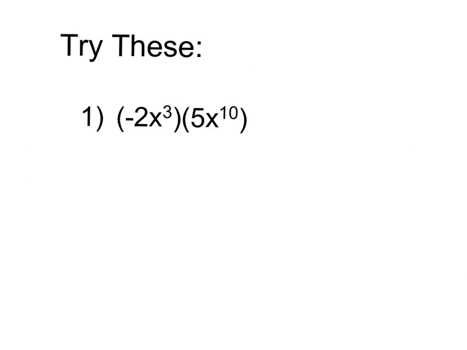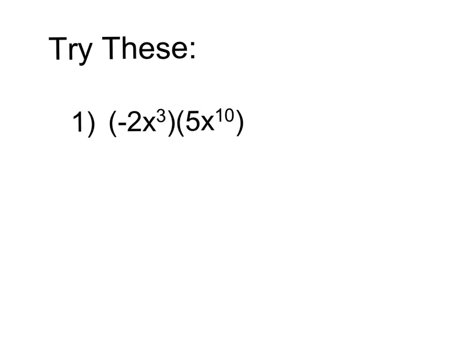On try these number 1, I see that -2 and 5 do not have exponents on them, right? This exponent of 10 is on the x, this exponent of 3 is on the x. So these 2 numbers do not have exponents on them. That makes them coefficients. Coefficients, we're supposed to do what we see. Since I see parentheses sitting right next to each other, that means I'm doing multiplication, so I should multiply -2 times 5. So -2 times 5 is -10.